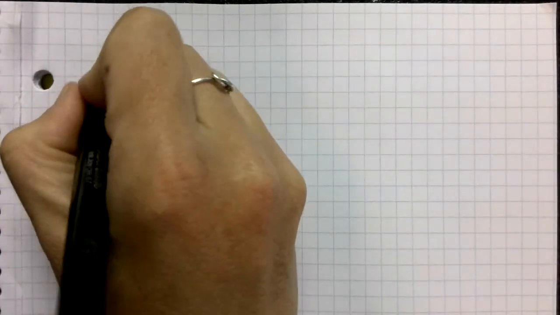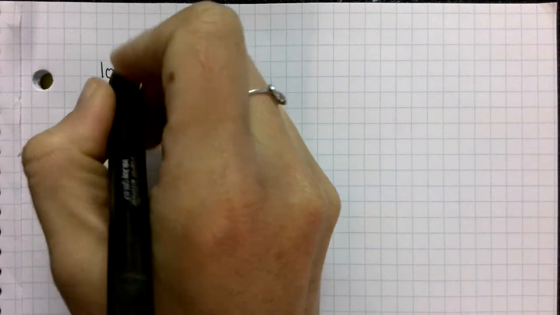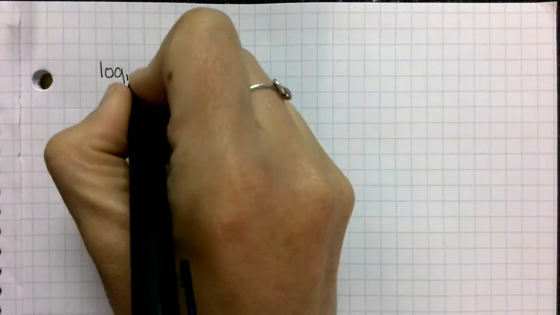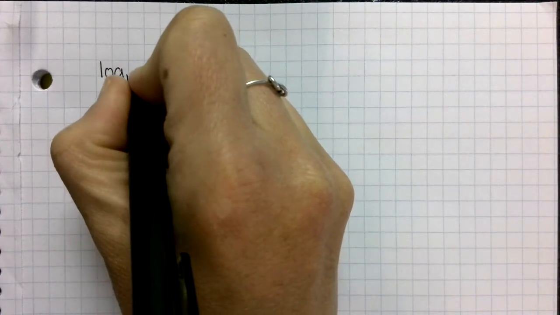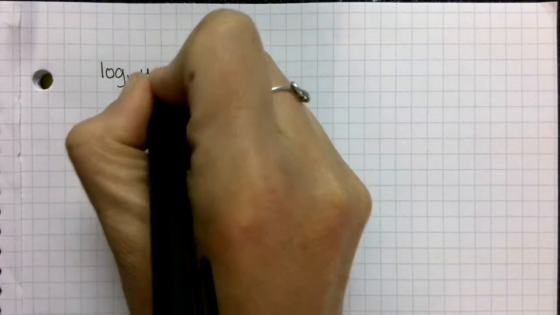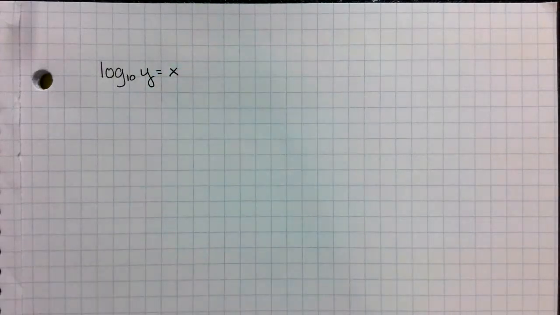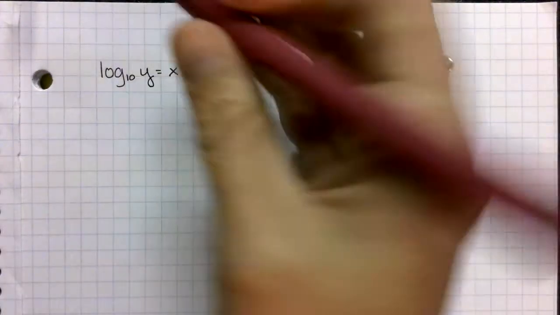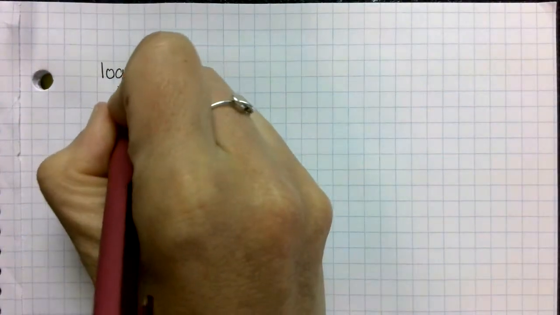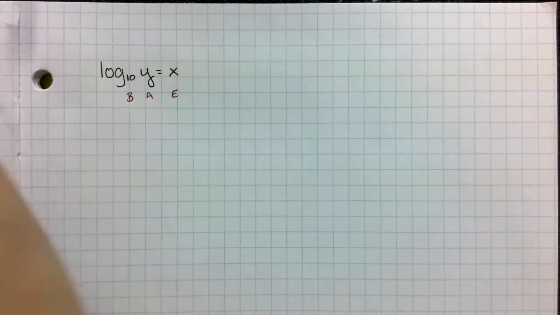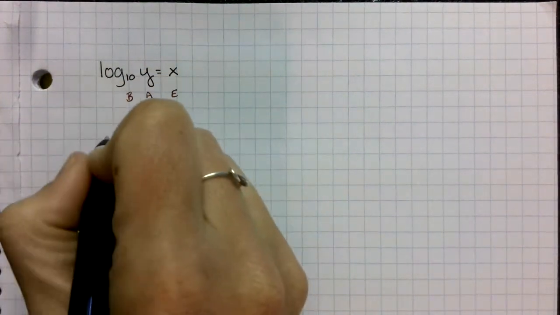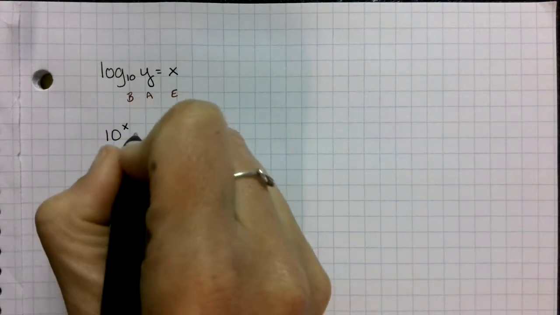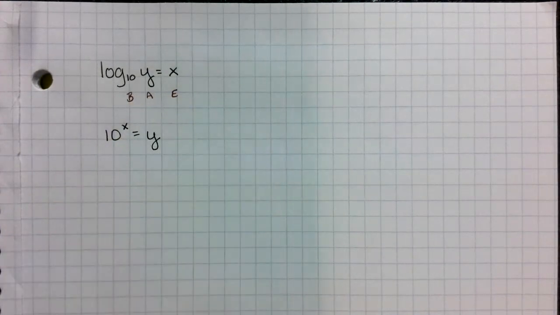Just to refresh your memory, when we have a log, unless otherwise stated, it has a base of 10. So let's say that we have log base 10 of y equals x. One of our main properties was this idea that logs are your BAE, right? What that means is base, answer, exponent. So we were able to rewrite this as 10 to the power of x equals y.